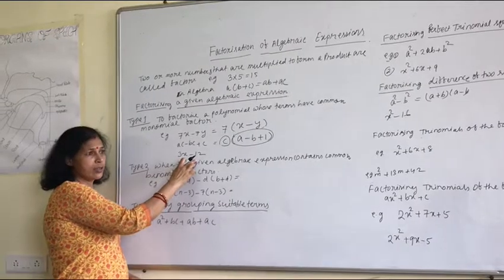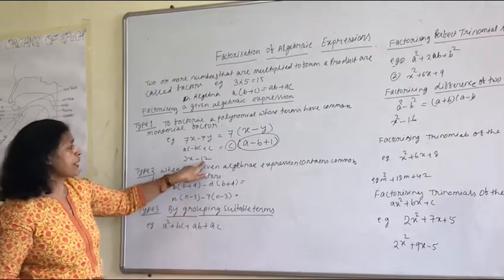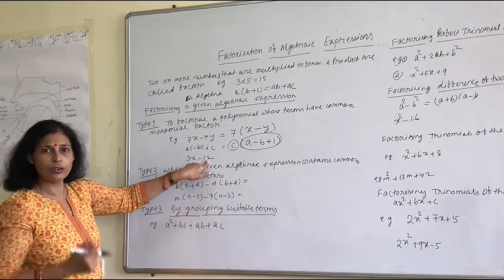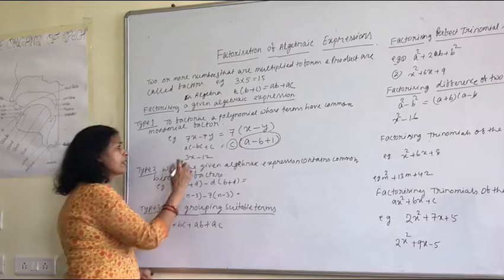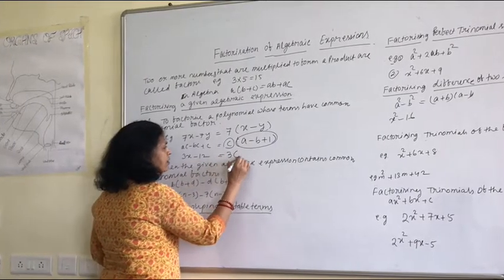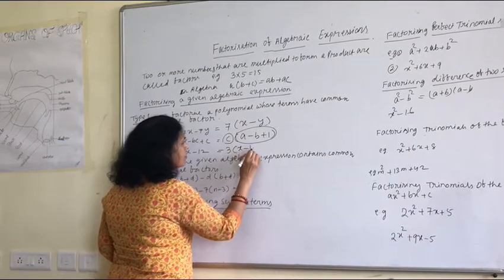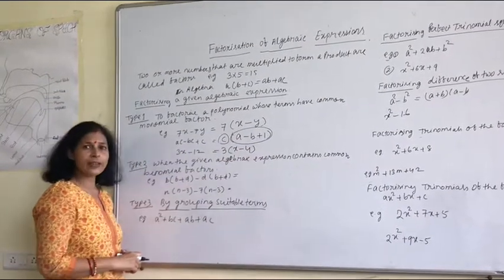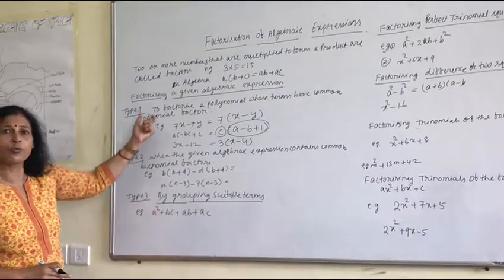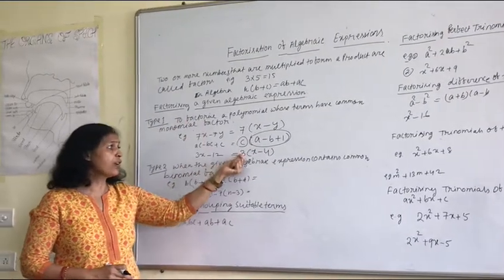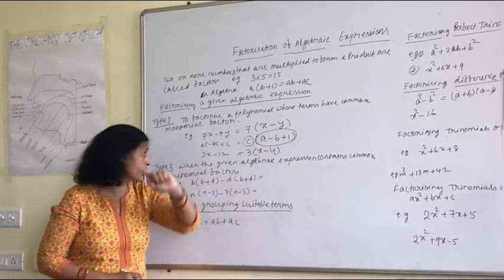Take another example: 3x minus 12. Factors of 12 include 3 into 4, 2 into 6. So 3 is present in the first term, so you can take 3 in common, then x minus 4. So these are the two factors, 3 and x minus 4. This is your type 1: monomial with binomial. The second example was a trinomial.